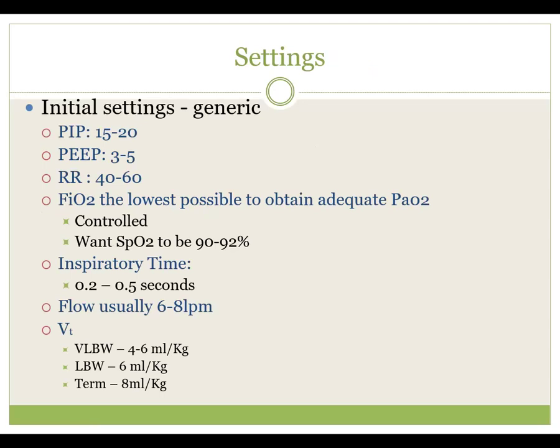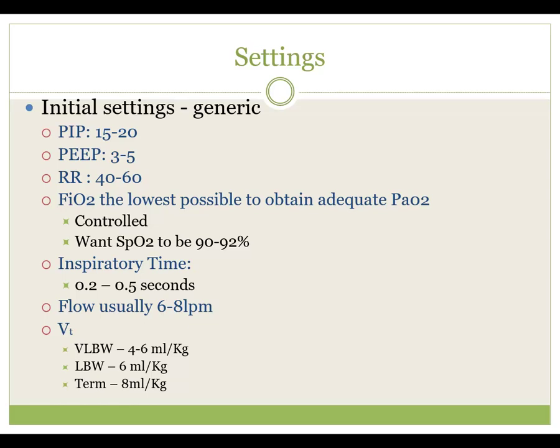So here we are, generic initial settings. Remember, each neonatologist, each doctor specializing in neonatal medicine, will have their own preferences. So this may not work for the doctor that you come in contact with at Children's. But these are generic initial settings. Peak inspiratory pressure 15 to 20. You want it high enough to raise the baby's chest, but not so much the baby is literally hovering or bouncing off the bed. We don't want to overinflate and cause more damage.